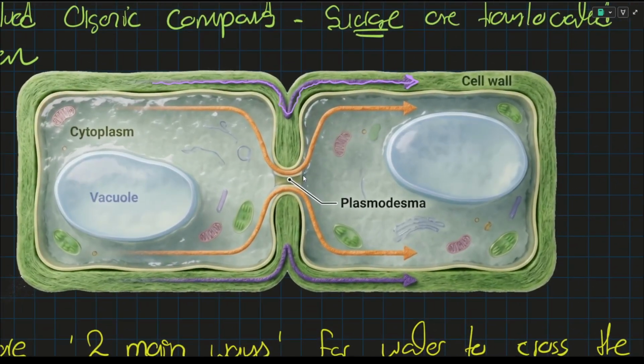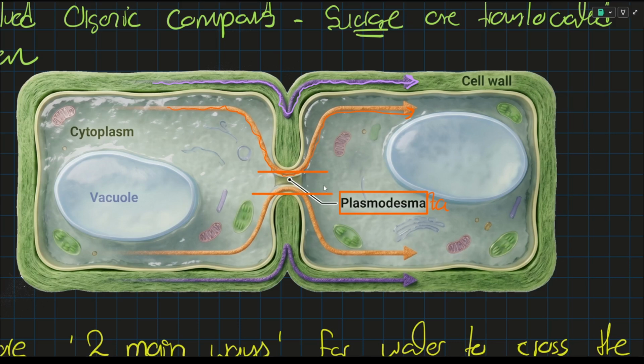And now let's take a closer look at the orange arrow. This is the movement path of water from one cytoplasm to the next cytoplasm, and here's that term we were talking about. Plasmodesma is the singular form, plasmodesmata is the plural form, and this is simply an opening in between the cytoplasms, like so.